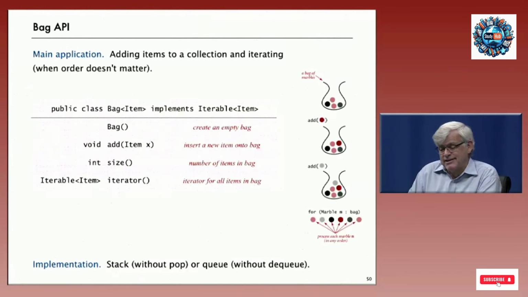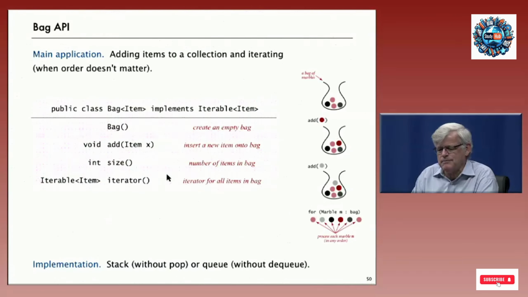All right, and in fact, that leads us to something: for a lot of clients, it doesn't really matter what order we get the items. Really, often what we're doing is just inserting items into a collection, and then later on iterating through the items that we have. That data structure is called a bag. So let's look at what that API looks like. The order doesn't matter, so all we're going to do is add an item. Maybe we want to know the size, and we want to iterate through all the items in the bag.